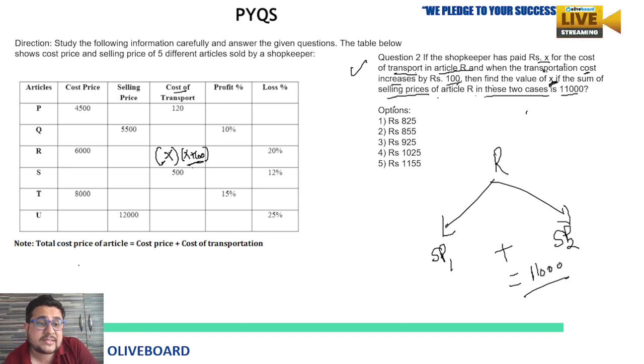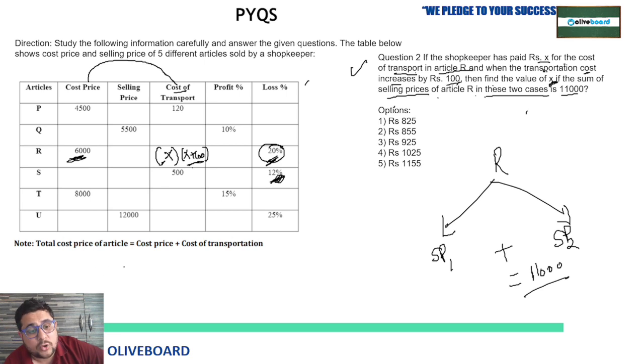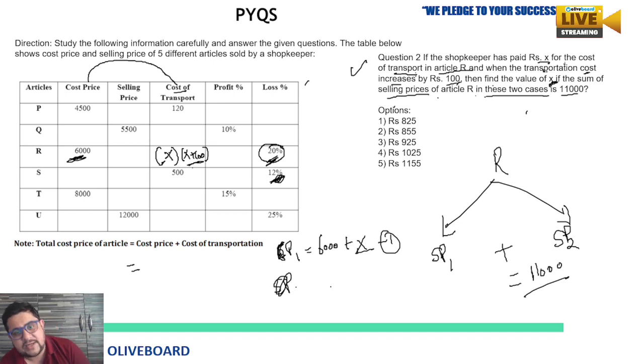But for that you need to understand the condition here. You know there is a 12%, sorry, a 20% loss. We are talking about article R, and you know the cost price also. So cost price plus cost of transport will tell you the total cost price. So in the first condition, the cost price 1 would be 6,000 plus X, which is the cost of transport. We will talk about the selling price later on, but first understand the cost price. Now what is cost price 2?